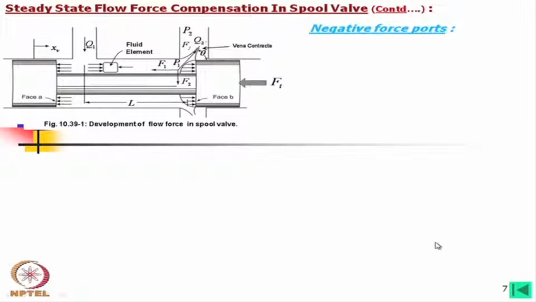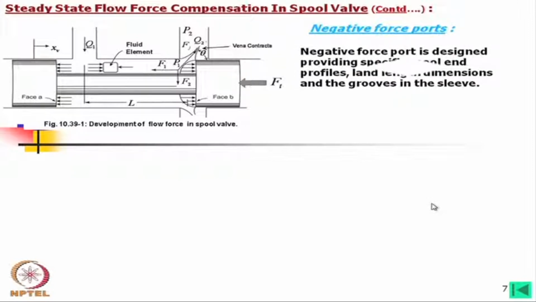Now, another possibility is that we can generate some negative force by designing the port accordingly. For that, what we find is that the negative force port is designed by providing specific spool end profiles and length dimensions and the grooves in the sleeve.